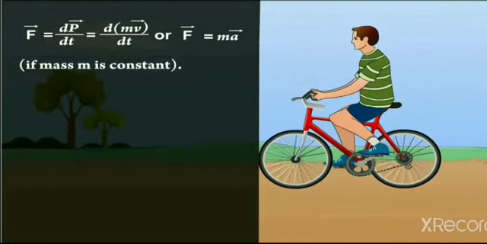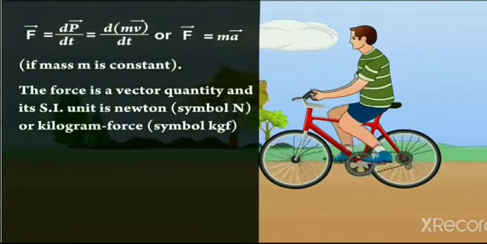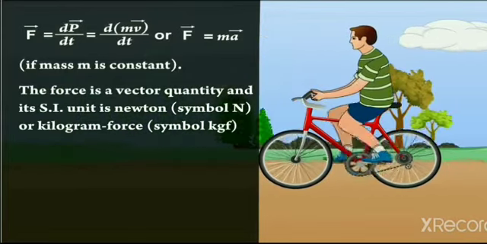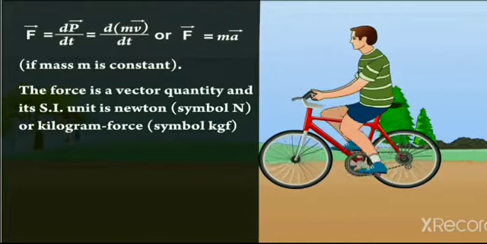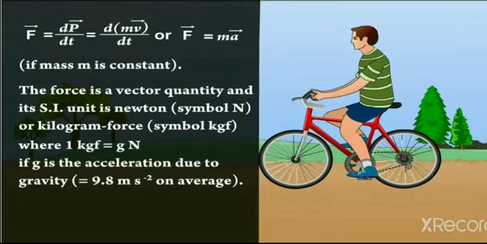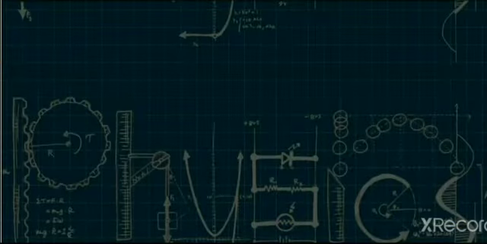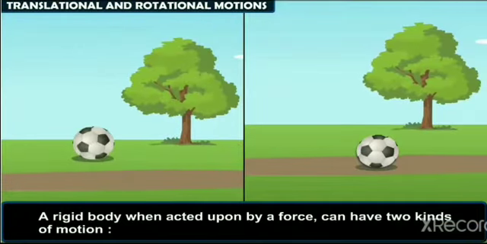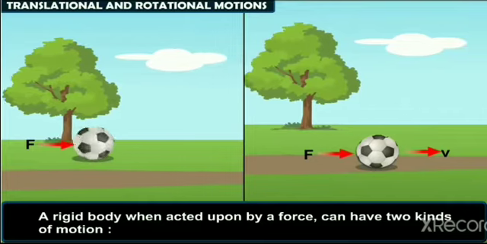If mass m is constant, the force is a vector quantity and its SI unit is Newton, its symbol is N, or kilogram force, symbol is kgf, where 1 kgf is equal to gN, where g is the acceleration due to gravity, which is 9.8 meters per second squared. A. Moment of a force and equilibrium. Translational and rotational motions. A rigid body, when acted upon by a force, can have two kinds of motion.